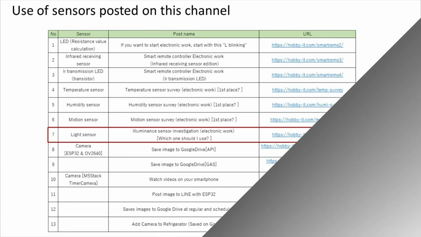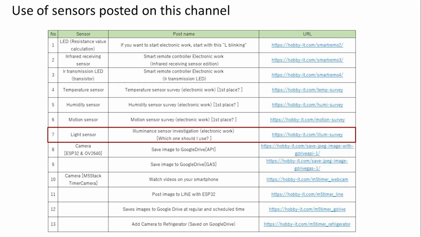Let's check what we're talking about this time. First, I made a list of sensor usage posted on this channel. It introduces the model numbers and electric circuits used in all sensors, and how to use electronic work. We have researched sensors that can be purchased in Japan and are introducing the cheapest sensors that have been confirmed to work properly. This time, it will be a post about the illuminance sensor.